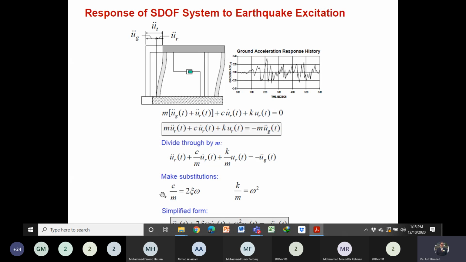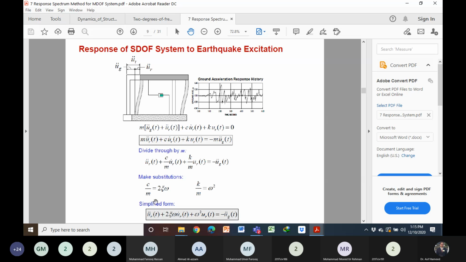This will be c over m. This will be k over m. We know that c over 2m is equal to zeta omega n, and k over m is equal to omega n square. We can put the values in this equation. So the final expression will be: acceleration, plus we can put the value of c over m here, 2 times zeta omega n times the velocity, plus omega n square times the displacement. On the right hand side, we just have the acceleration of the ground.